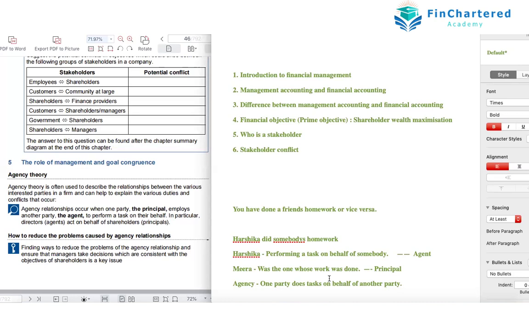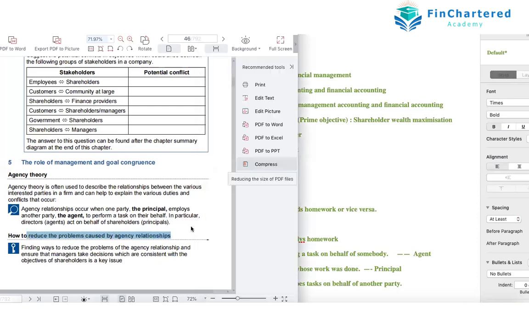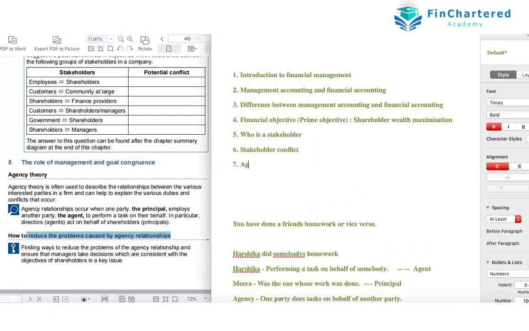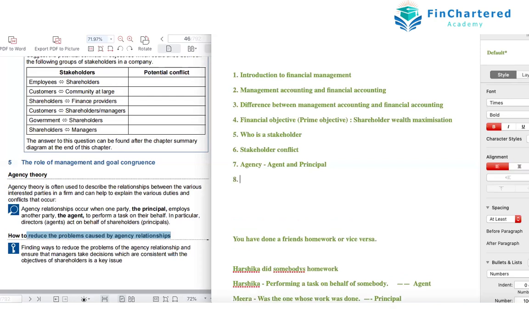Right? This is an agency where who is the agent? You. The one doing the work on behalf of the other person is the agent. And who is the principal? The one relaxing and getting the work done. Now, the textbook mentions that there could be a problem with agency. So we've looked at what is agency, who is the agent, and who is the principal. Agent is the one doing the work on behalf, and principal is the one who is getting the work done. And the problem, as mentioned in the textbook, is the agency problem.